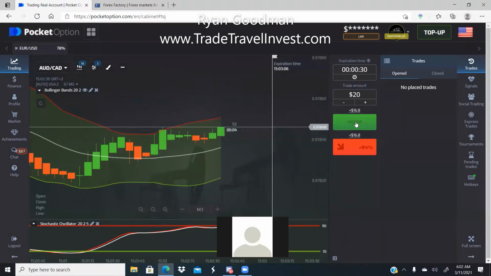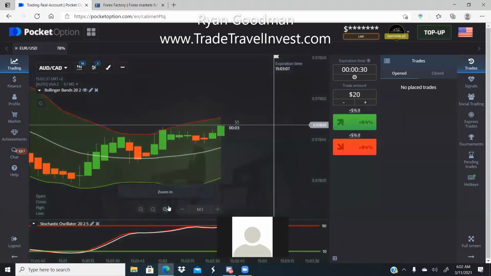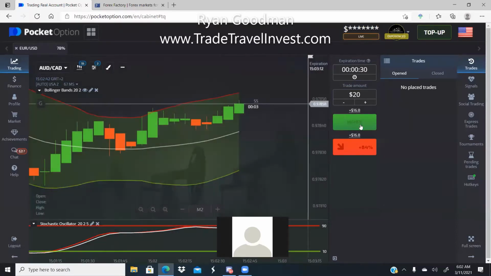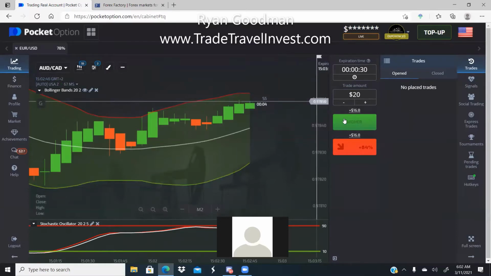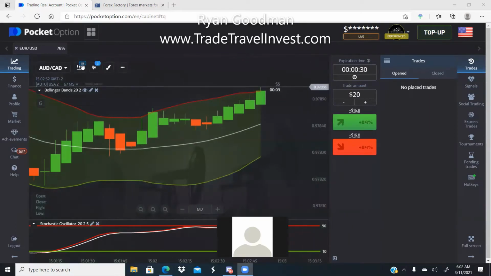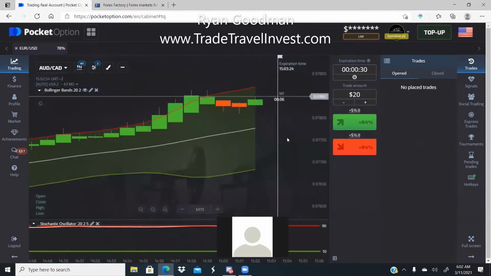Looks like it's going to keep going up from here, so we'll probably enter pretty soon. I would ideally like to see it drop down to my middle band, which would be the best possible entry, but I don't think it's going to drop down there. It's probably just going to keep on moving. But if we miss the setup, no big deal. We'll wait for another better setup.